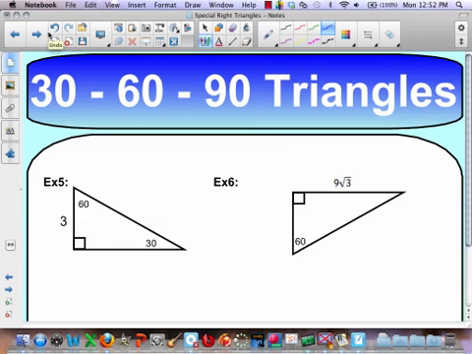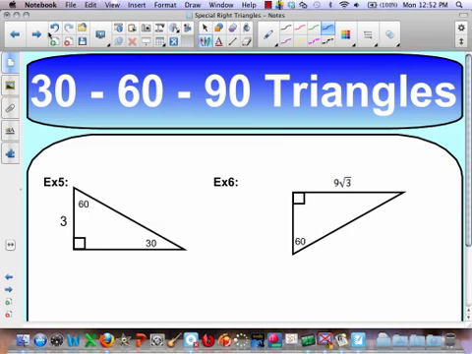So let's take a look at 5 and 6. Number 5, we have a 30, 60, 90. What does the 3 represent? Again, here's the question you need to ask. When you have a 30, 60, 90, you have 3 sides to consider. Short side, long side, hypotenuse. What do we have on number 5? We have the short side.